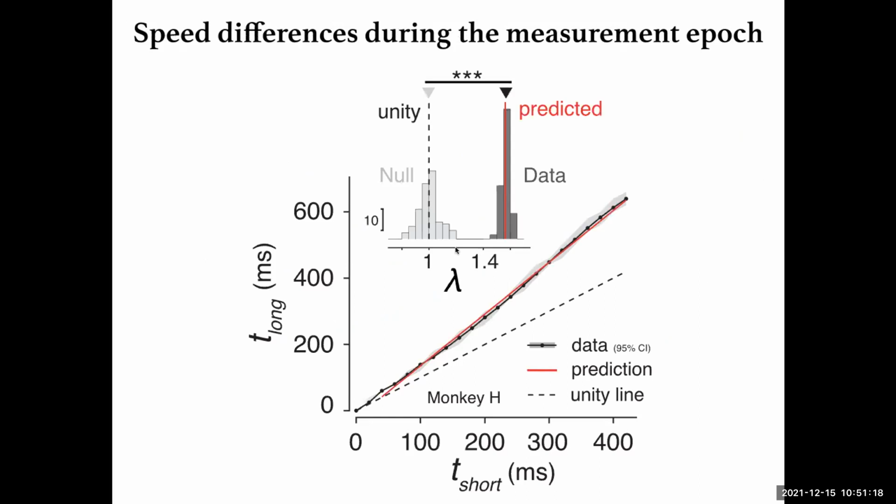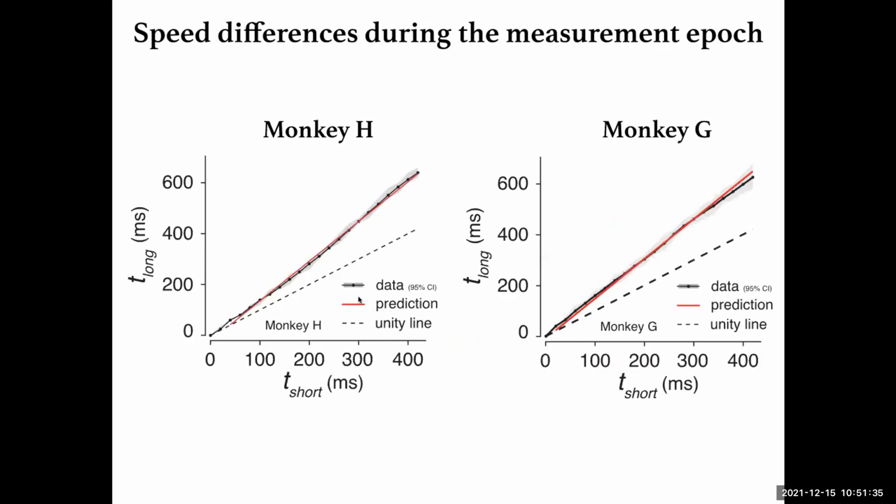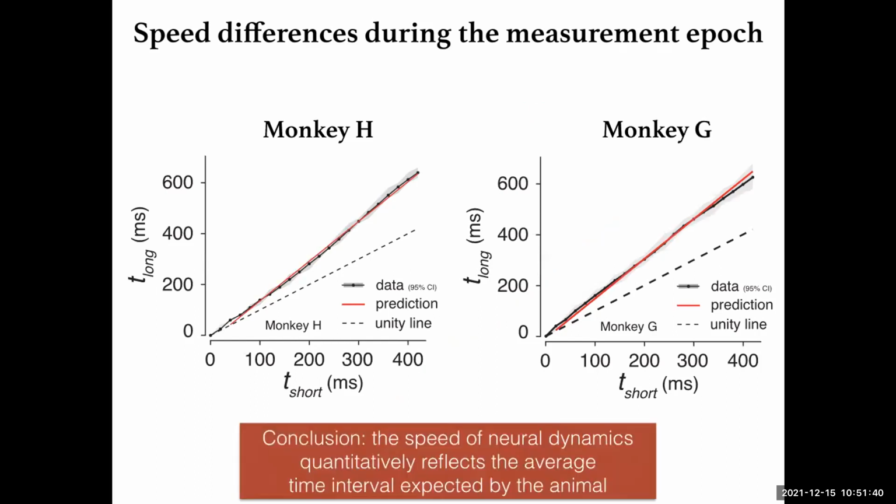So here is the empirical temporal mapping that I obtained from the data, plotting the time in the long versus the time in the short. As you can see here, the prediction is the red line, and the prediction is essentially just a line whose slope is constrained to be equal to the ratio of the two means. And this result was robust across the two animals that we tested. So we concluded that here, the speed of neural dynamics quantitatively reflects the average time interval that the animals expect in each condition.